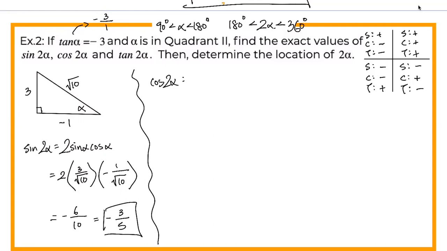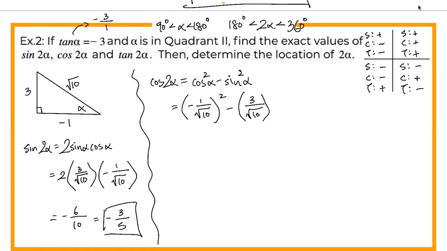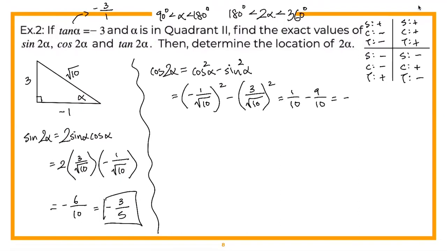Cosine 2 alpha. Let's use the same one we did last time, cosine squared alpha minus sine squared alpha. And we'll plug in what we have. So -1/√10 squared minus 3/√10 squared. And that gives us 1/10 minus 9/10, which is -8/10 or -4/5.